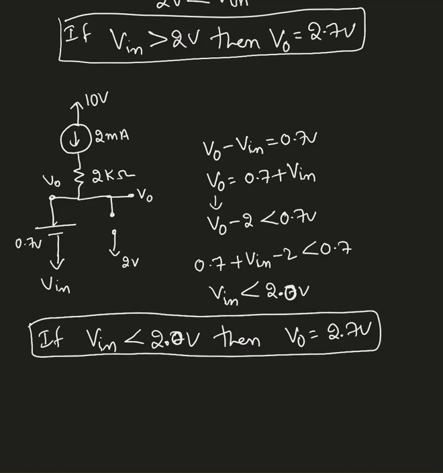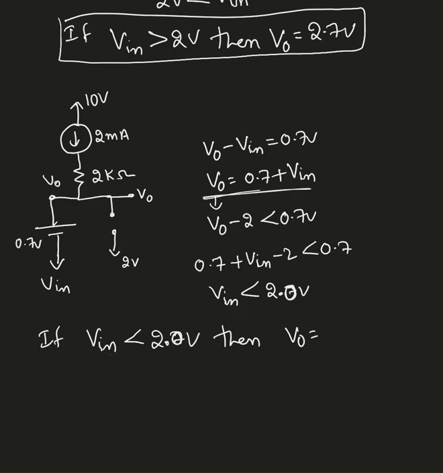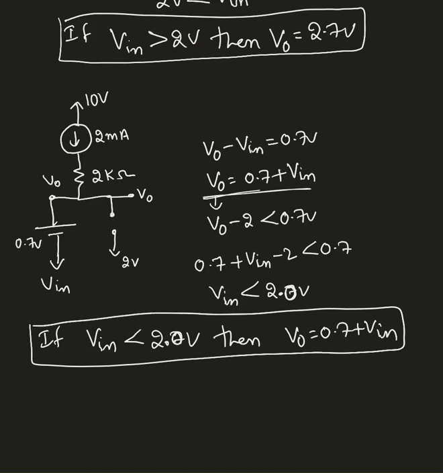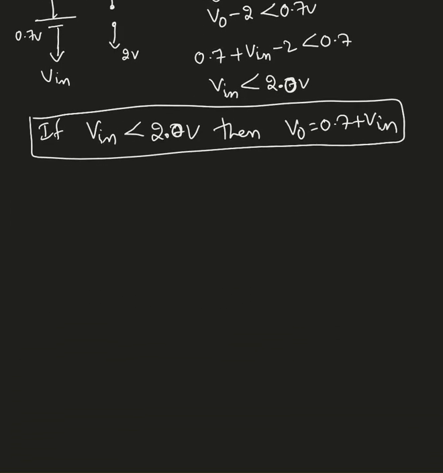So if you look at here, if input voltage is greater than 2 volts, that's my output voltage. If input voltage is less than 2 volts, then my output voltage is 0.7 plus Vn. V naught equals 0.7 plus Vn. Okay, so if you take the whole cycle, I'm going to draw the input and output waveforms.